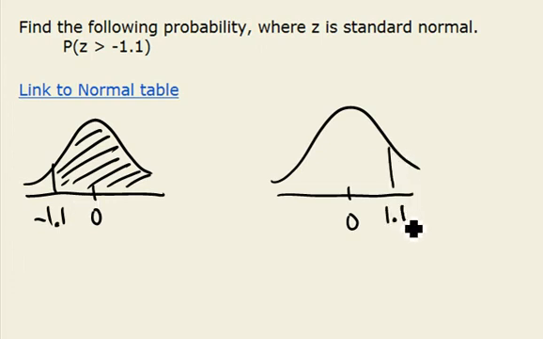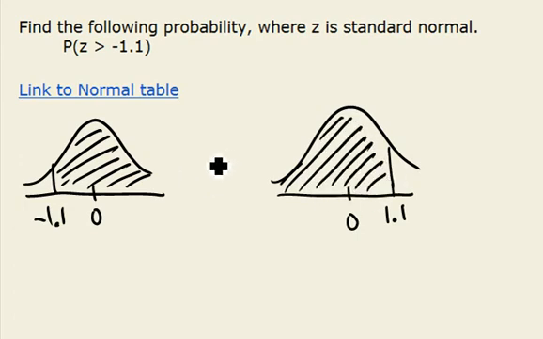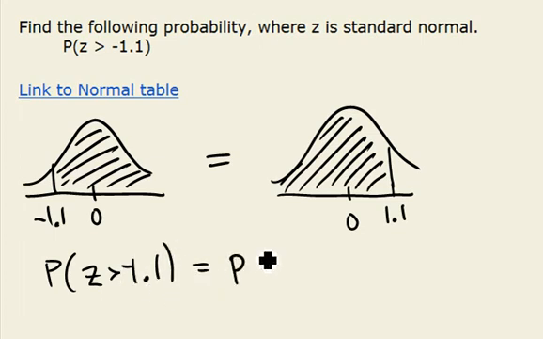And so then what we would think of doing is shading the area to the left of that quantity. And because of the fact that this is symmetric about 0, these two shaded areas are going to be identical. So if I want the probability of z being greater than negative 1.1, what I can do is find the probability that z is less than positive 1.1. And so we can look that up in our normal table.